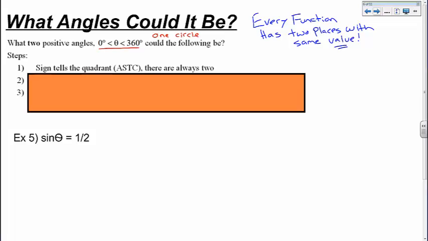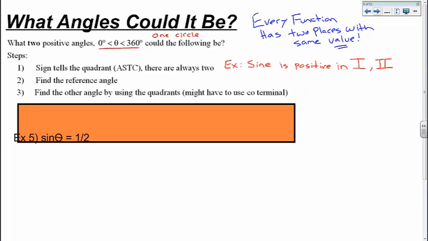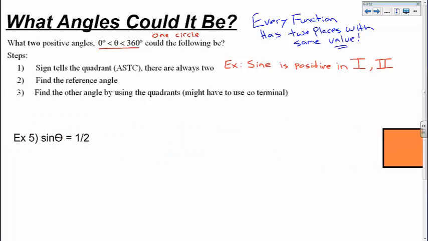For example, sine positive tells you that the angles lie in quadrants 1 and 2. Second, we find the reference angle by determining the acute angle that will make our given function equal to the exact value. Third, we will find the values of theta by adding or subtracting the value of the reference angle from 0, 180, or 360, depending on which quadrant we are in.